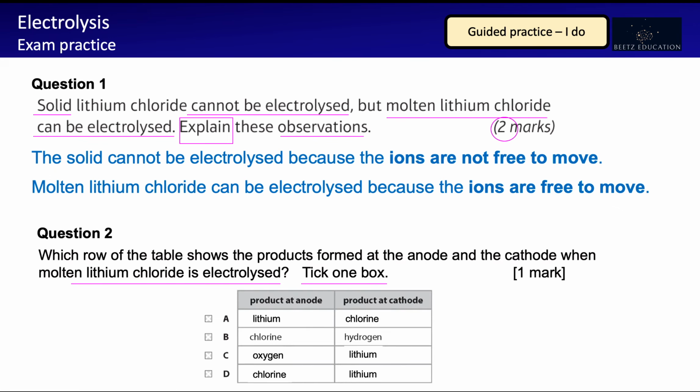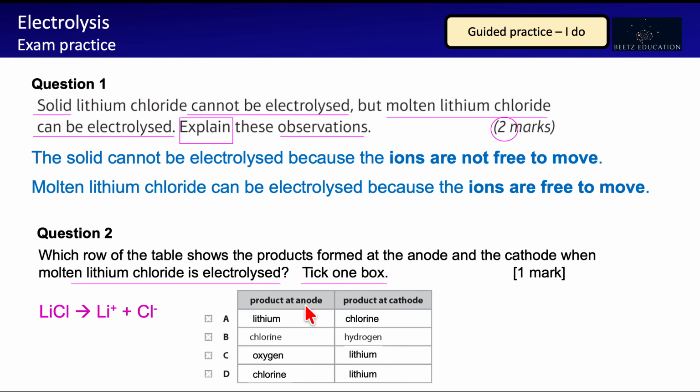Next question. Which row of the table shows the products formed at the anode and the cathode when molten lithium chloride is electrolyzed? I've got to tick one box. Now, going on in my head at this point, I'd be thinking about the electrolyte. If it's molten lithium chloride, the only substance present is lithium chloride, and therefore the only ions present are lithium and chloride ions, okay? Metallic ions are always positively charged and non-metallic ions are always negatively charged.